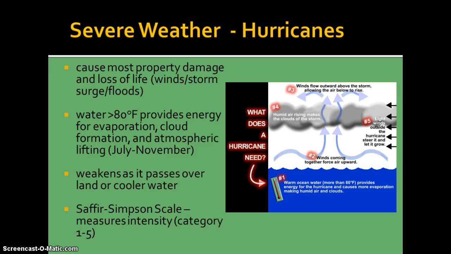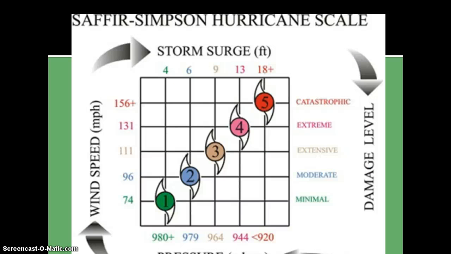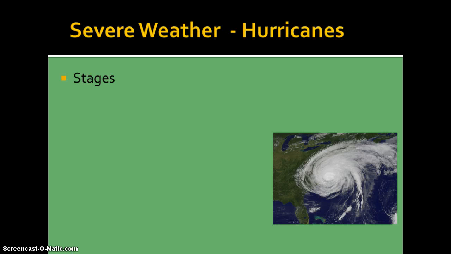So we have a scale for measuring hurricanes as well, the Saffir-Simpson scale, and it ranges from Category 1 to Category 5. And you can see the higher the wind speed, the higher the damage level. Across the bottom of the graph here, you can't see, but as the pressure decreases, the lower the pressure, you're going to have even more evaporation and stronger storms. And that's when you create the eye of the hurricane, when you have that low pressure center.